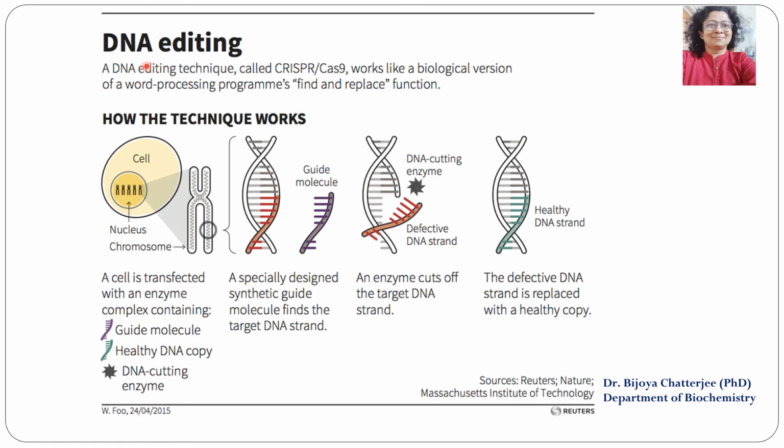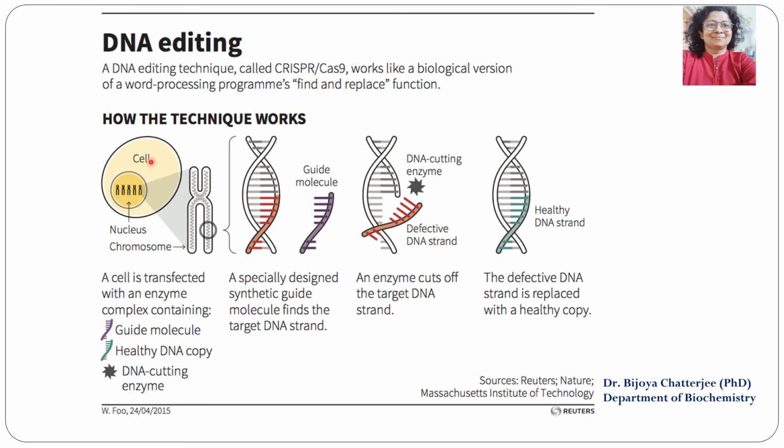So this is how the DNA editing is done. The DNA editing technique called CRISPR-Cas9 works like a biological version of the word processing program's find and replace function, which exists on our computers. So we have to find the gene to be replaced and replace it with another fragment. So this is how the CRISPR-Cas9 system works, by finding, editing, and replacing. So how the technique works, let us see.